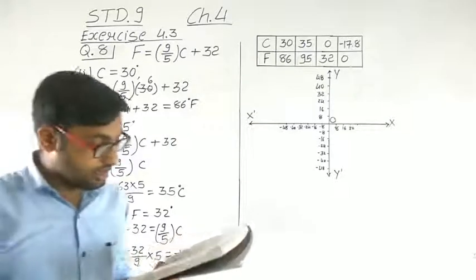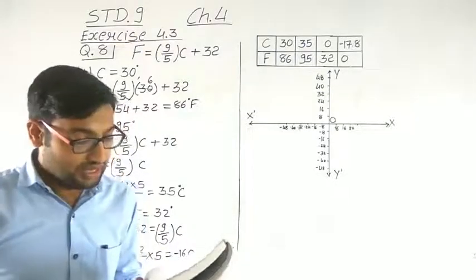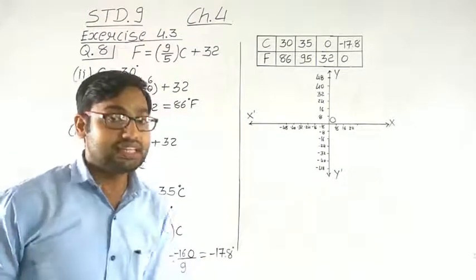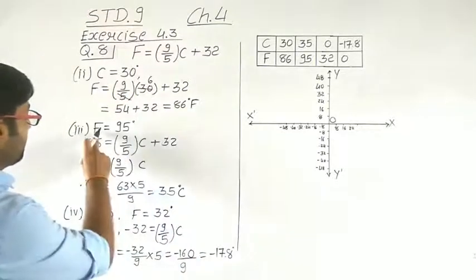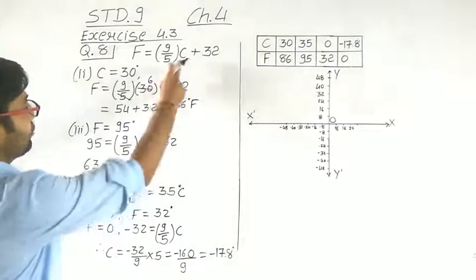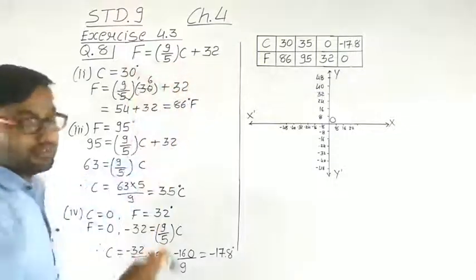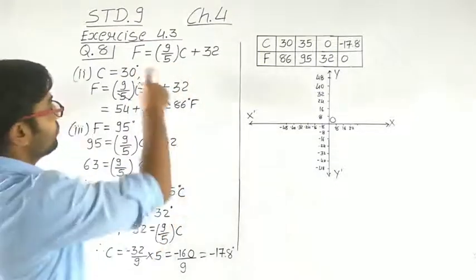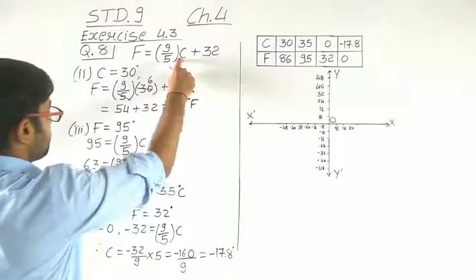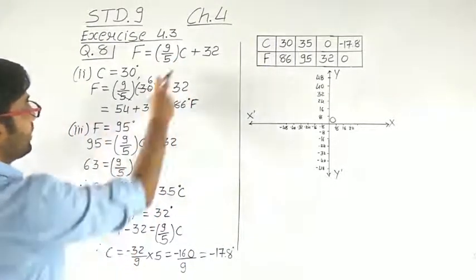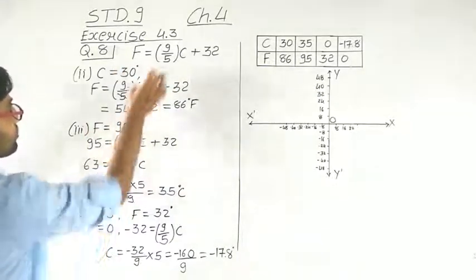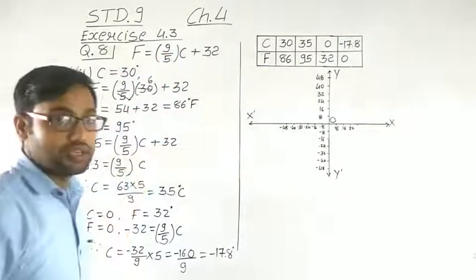The third question we have been asked is, if the temperature is 95 degrees Fahrenheit, what is the temperature in Celsius? So here we have been given the value of F, that is 95 degrees. We have to find out the value of C. Again, this is a linear equation in two variables, one is F, second one is C, right? So we can write down 95 is equal to 9/5 C plus 32.